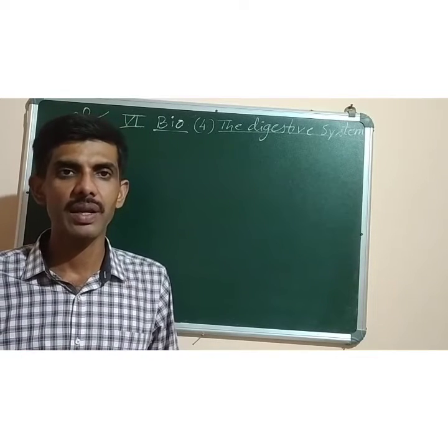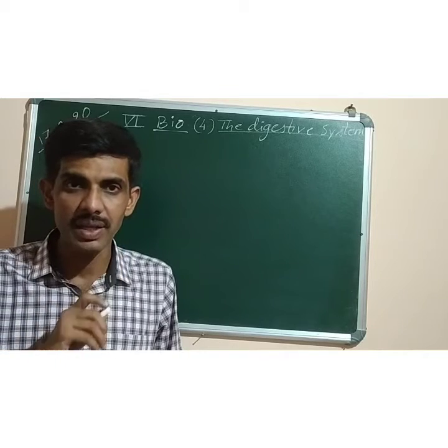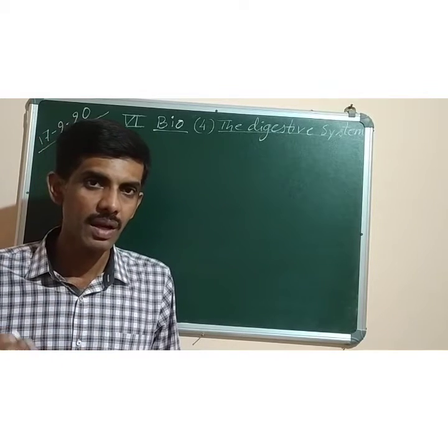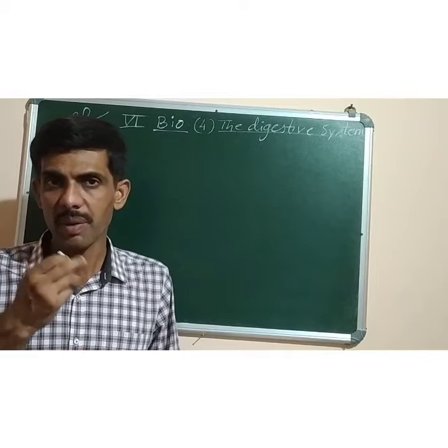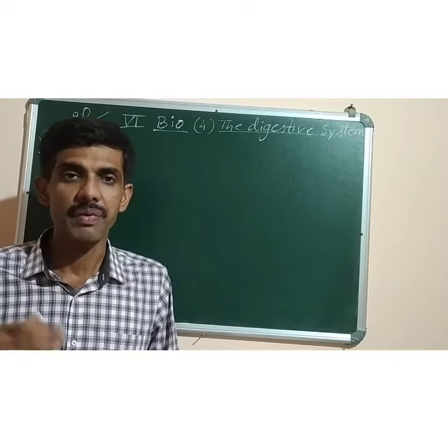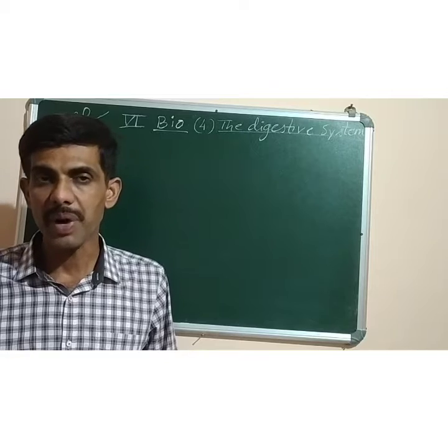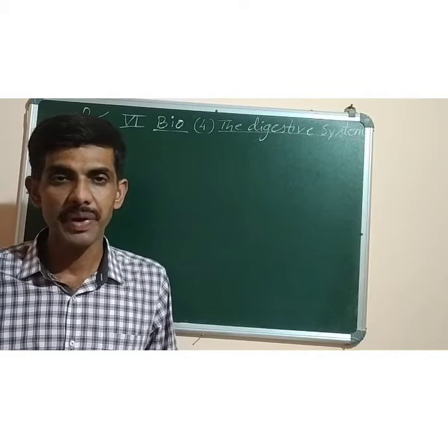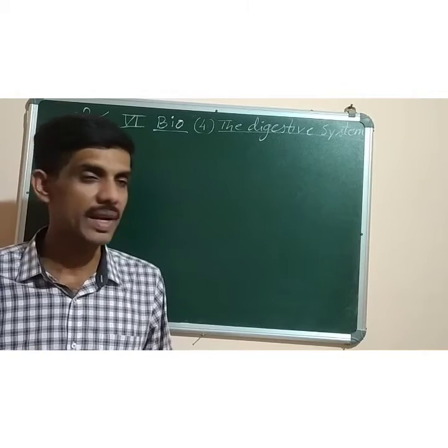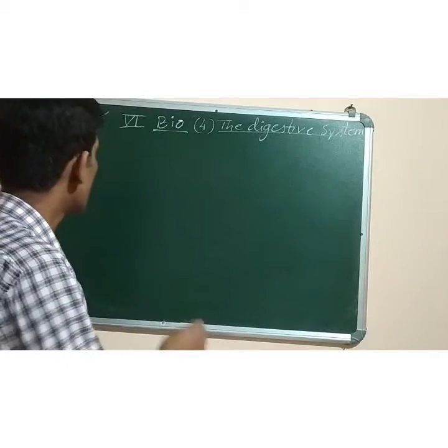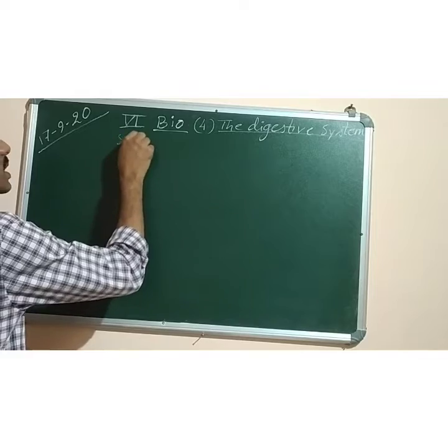Then we also studied that our oral cavity contains different organs, like the tongue. Different parts of the tongue have different taste buds, which help us to taste different types of food. Now today we have to start from the small intestine.